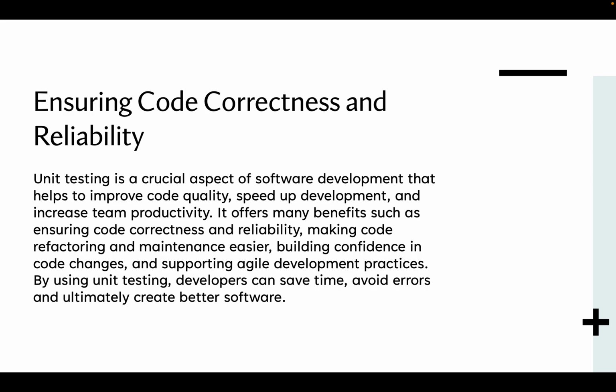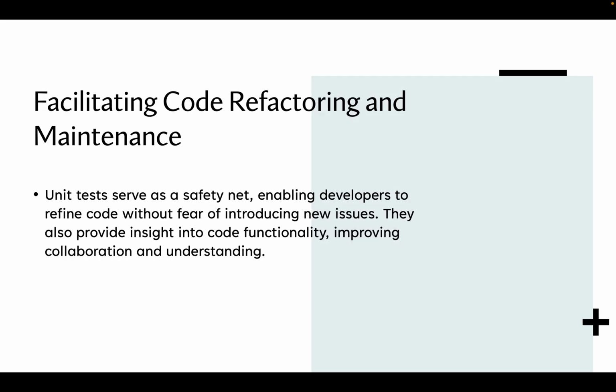So building confidence in code changes and supporting agile practice. By using unit testing, I think developers can save time and avoid errors, and ultimately you can create better software. Ensuring code correctness is in reality very beneficial for using unit testing. That's why it's very important, one of the important slides. We'll go to the next slide.